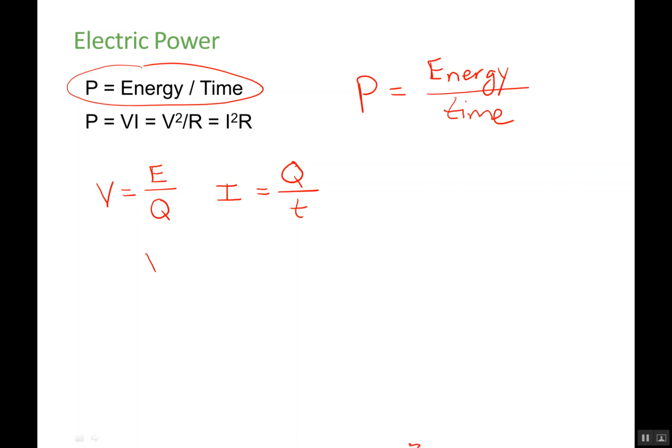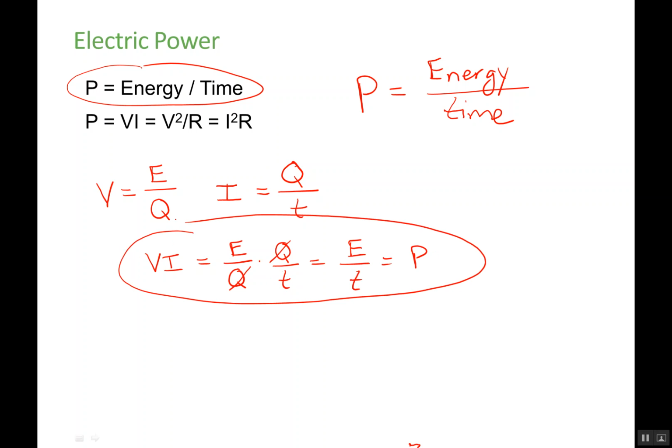So if we multiply V and I together, we get energy per unit charge times charge per unit time. The Q's cancel, and we're left with energy per unit time, which is equal to power. So electric power can be calculated if you know the voltage and you know the current that that voltage produces. Power equals V times I.